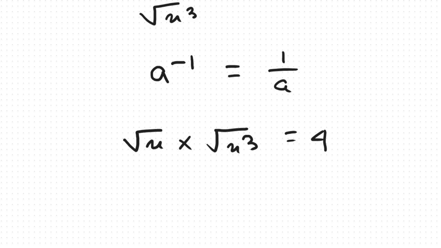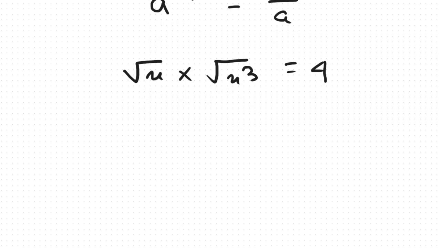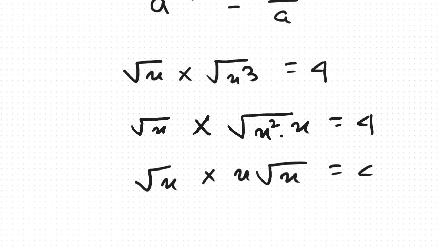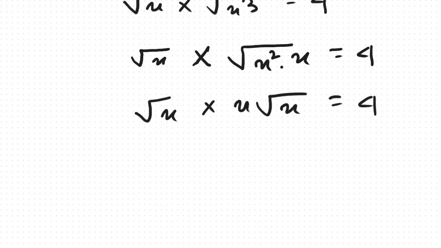We can simplify more by writing square root of x times x square into x equals 4, because x cube can be separated as x square into x. Next we can write square root of x times x into square root of x equals 4, because square root and square cancels each other, we get x out of the square root.